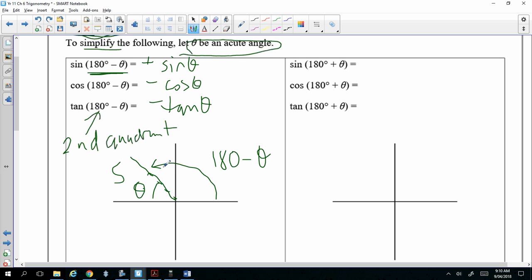So that's how we get the value of this using the quadrant. Right? So you can think of the theta as a related angle. It doesn't have to be a related angle, but it's like a related angle. Okay, so that will help you to memorize these rules.